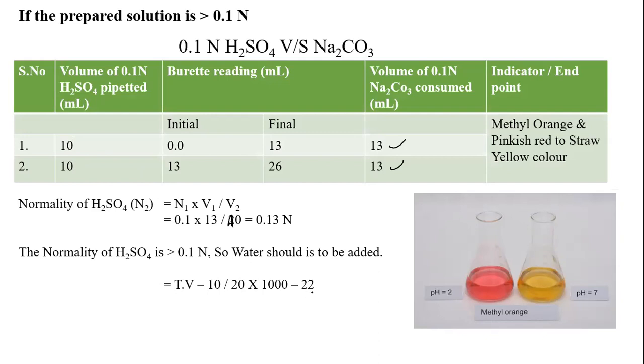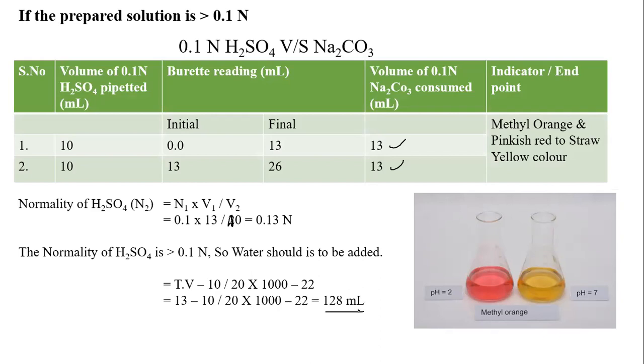Why I have taken 22, students? Because of the excess 2 ml, which comes for rinsing and cleaning purposes, where we may use some solution. Here I have taken 2 ml excess. That's why I put 22. Even in the previous calculation, if you use any excess solution for cleaning or rinsing purposes, you can add it. So 1000 minus 22. Now I substituted my value: 13 minus 10 divided by 20 into 1000 minus 22, and I get 128 ml.